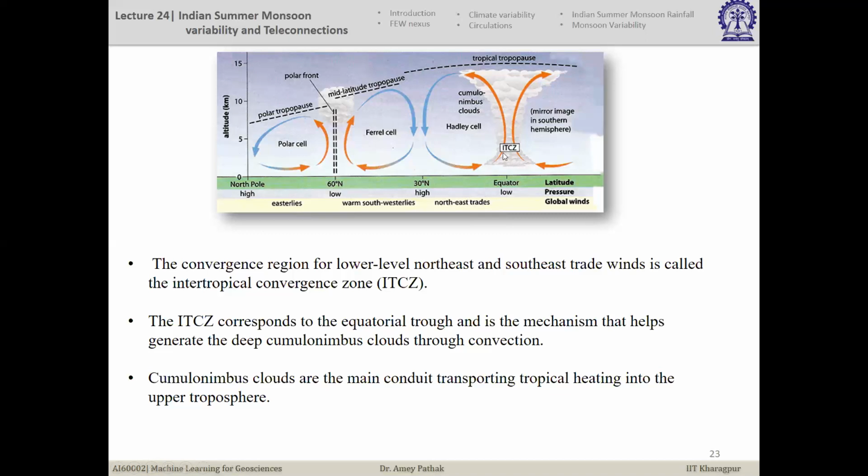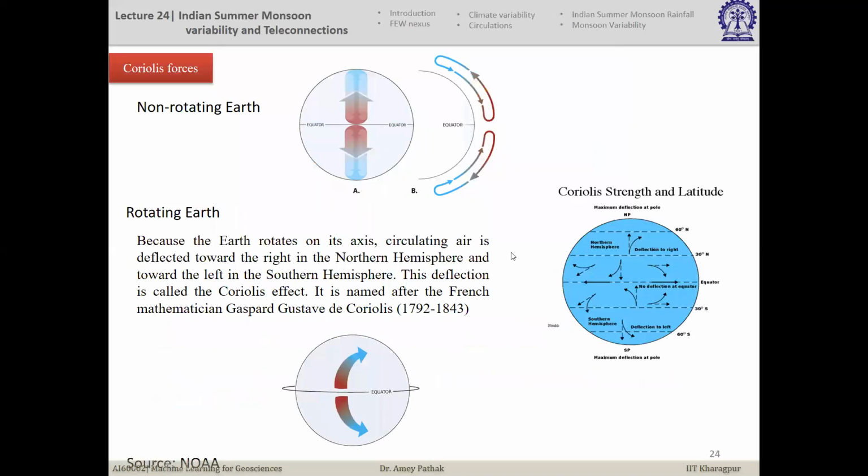This energy in the atmosphere is distributed to the higher latitudes by this circulation on both sides of the equator, in both the northern hemisphere and southern hemisphere. There is another important thing that we should know, which is more important when we discuss the Indian monsoon. That is the Coriolis force.